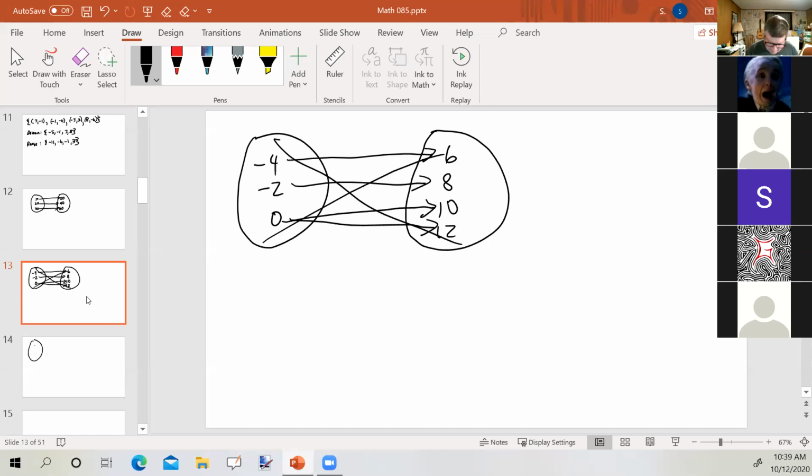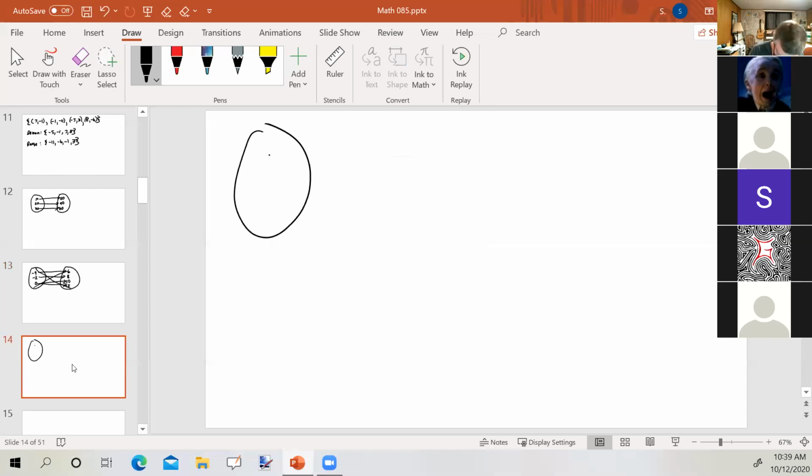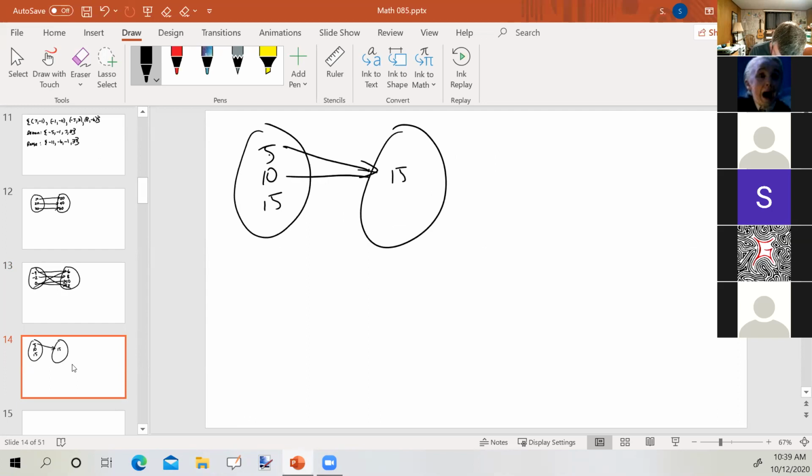Let me just do one more example, and then I'll look at something that maybe will clarify it. Maybe it'll cloud it. We'll see. Okay. 5, 10, 15, and 15. How about that? Is that a function? No. Oh, yes, it is. Triplets. 3 different people could have the same birthday.